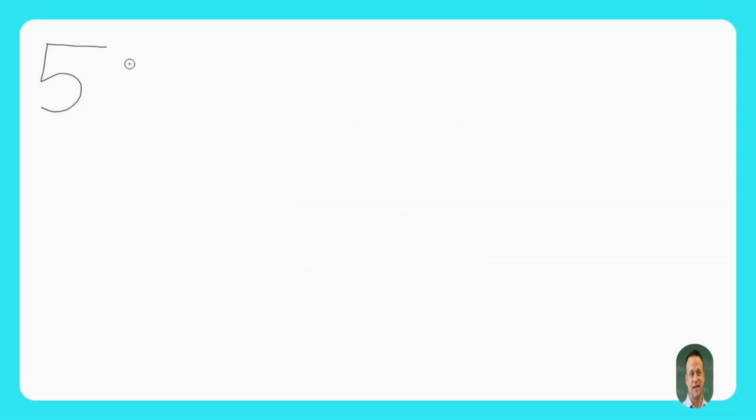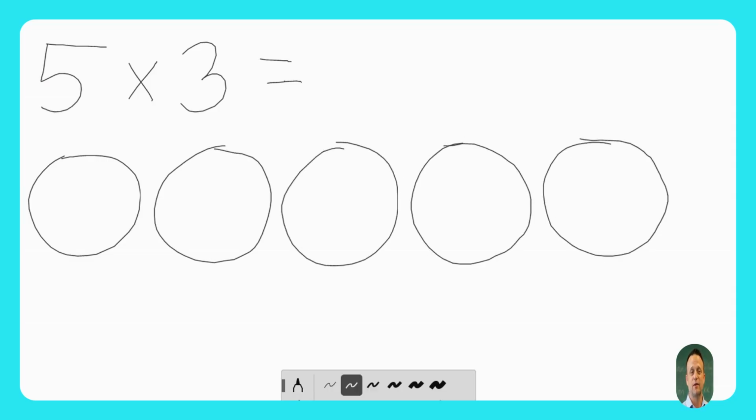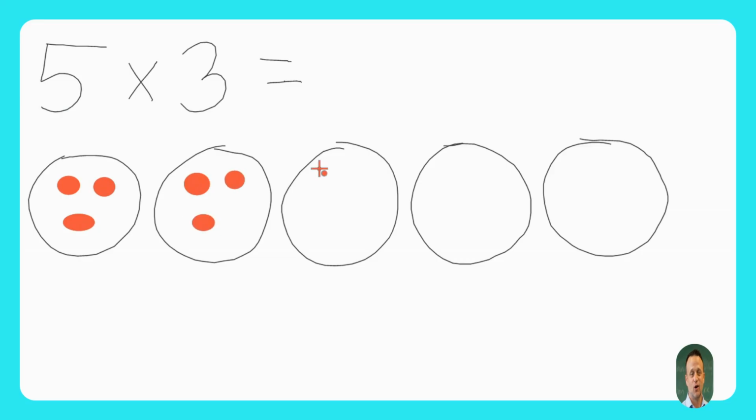Now, let's take a look at this in action. Here we can see the example. 5 times 3. I am then making 5 groups that I am filling with 3 counters each. To find my product, I simply count how many counters were used in all. Or another way you can think about it is skip counting by 3s 5 times.